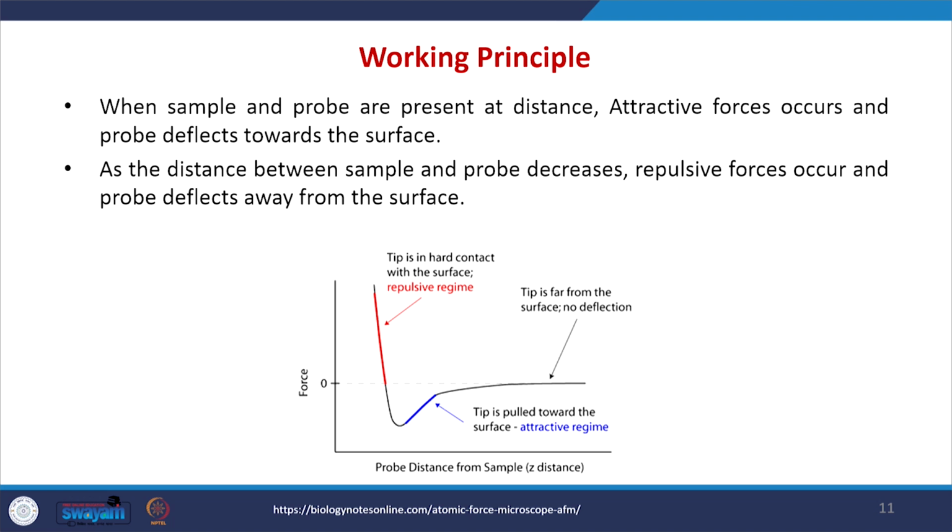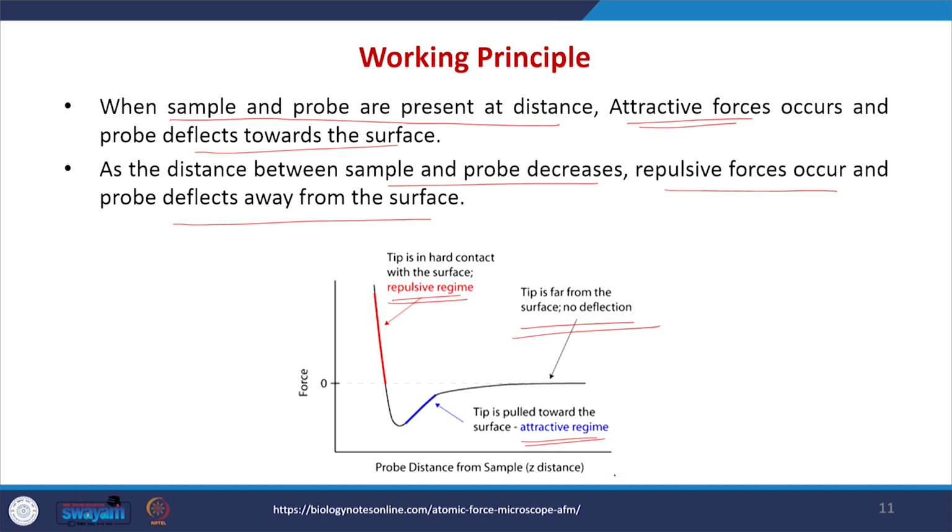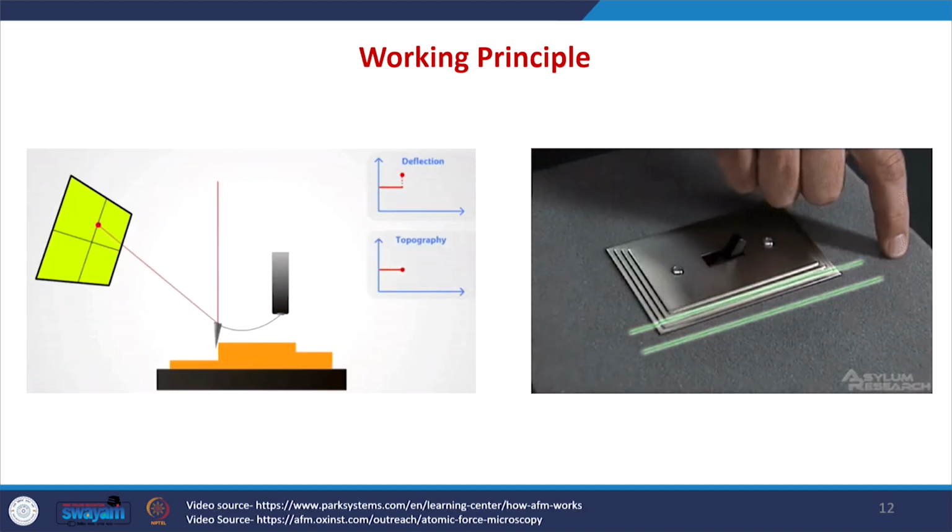Let us understand the working principle in detail. When the sample and probe are at a distance, attractive forces occur and the probe deflects towards the surface. As the distance between sample and probe decreases, repulsive forces occur and the probe deflects away from the surface. From this picture you can understand that when the tip is in contact with the surface, the repulsive regime occurs, when the tip is pulled toward the surface, the attractive regime occurs, and when the tip is far from the surface, there is no deflection.